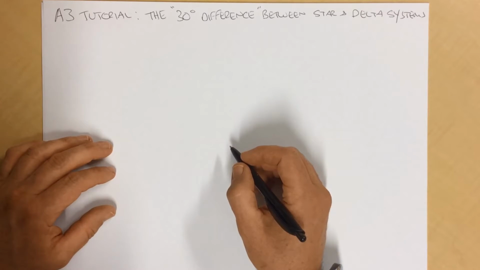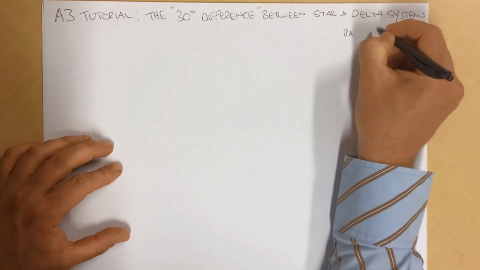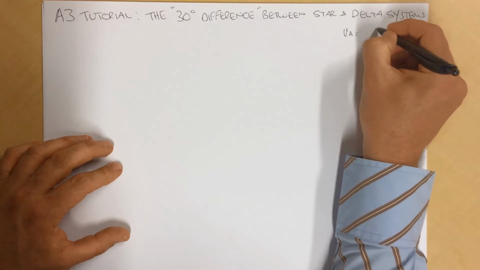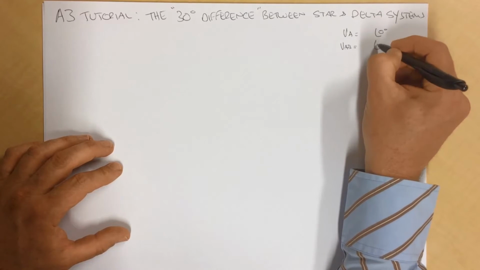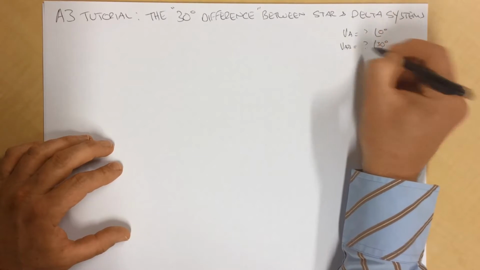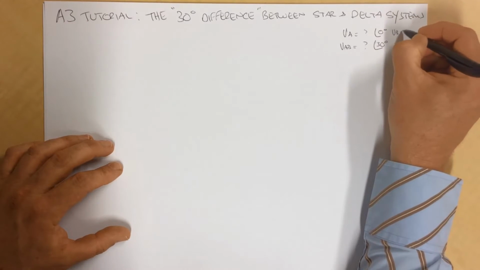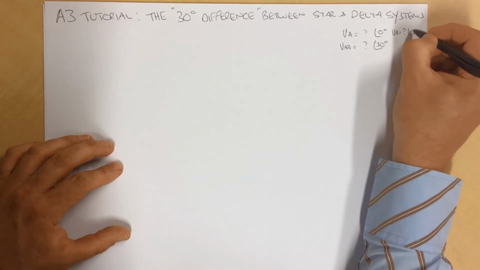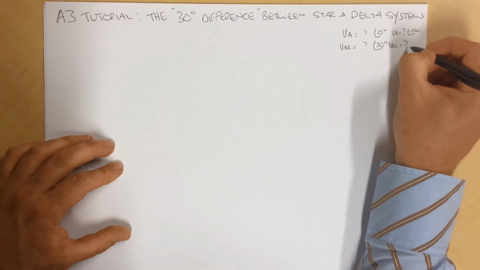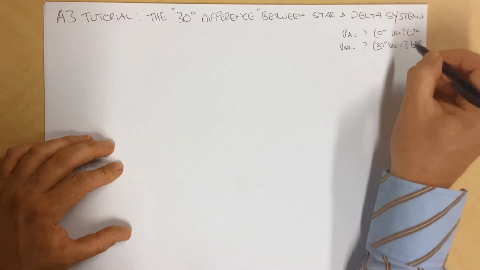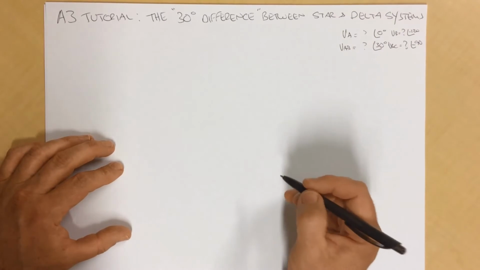Now, this tutorial comes from questions that are often asked around why we say VA equals whatever at 0 degrees, but VAB is whatever at 30 degrees. And you'll have VB is whatever at minus 120, and VBC is whatever at minus 90. Why the difference in 30 degrees between these? This is what we're going to explain.